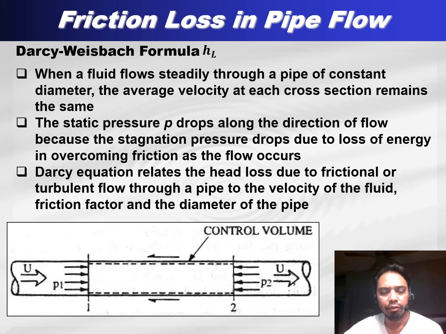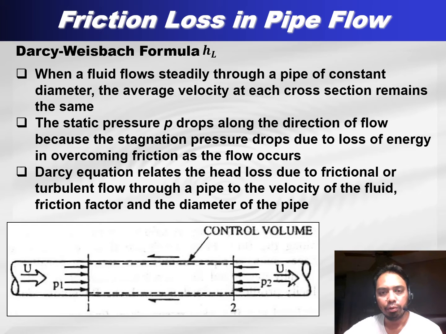When we have a fluid flow steadily through a pipe of a constant diameter, it's important to note that the average velocity at each cross-section remains the same. However, the static pressure P, noted over here like P1, will drop along the direction of flow. It's because of the drop due to loss of energy in overcoming friction as the flow occurs. It's because the viscous properties of the fluid create the friction between the layers, so the pressure drops to overcome those frictions.